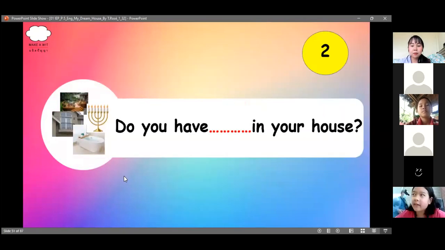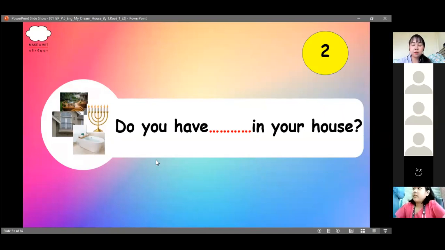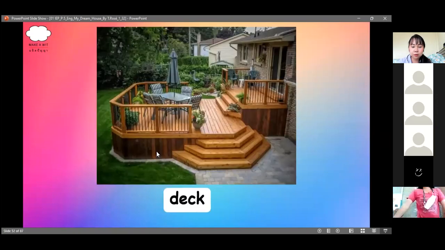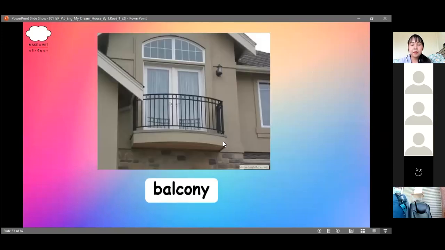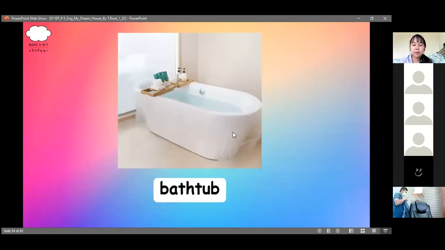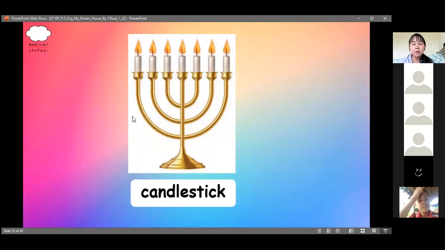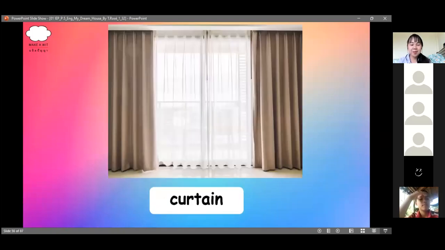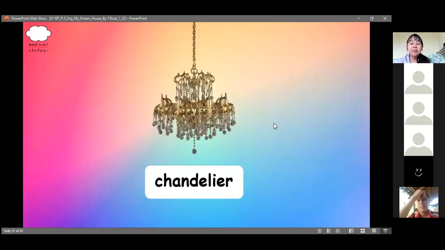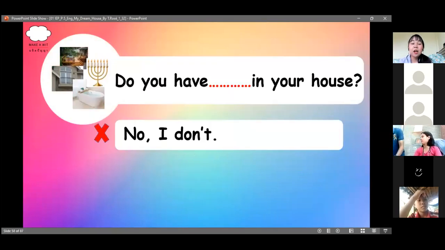Next question. And Im. Do you have dot dot dot in your house? The first one is deck. This is deck. Next is the balcony. Bathtub. Good job. Candlestick. Good job. Curtain. Chandelier. Very good.